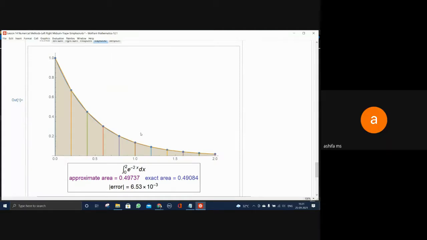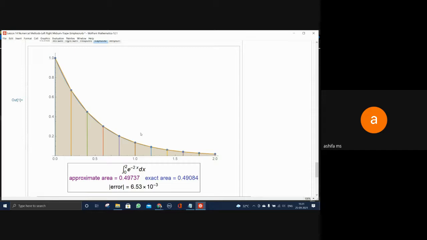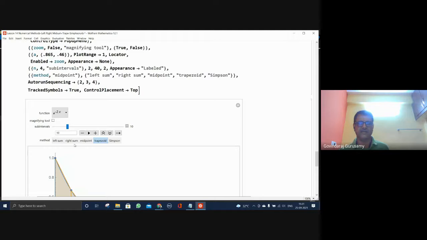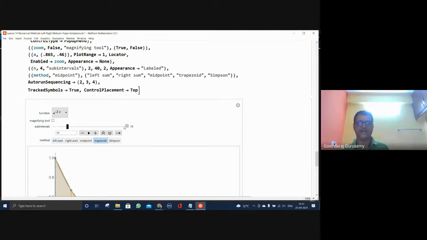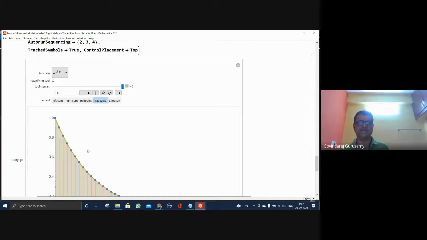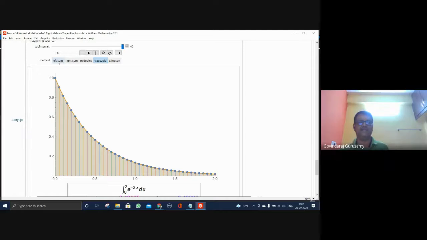If subintervals are more, what will happen to errors? Summing a large number of left sum subintervals. Okay. You can take the number of data points in the left sum and right sum and mid sum. Okay, this is your left sum. Not trapezoid. This is left sum now.